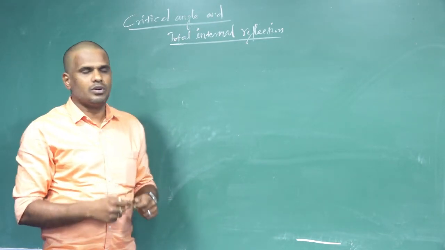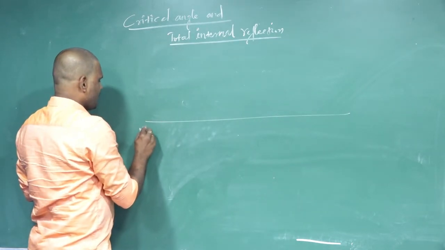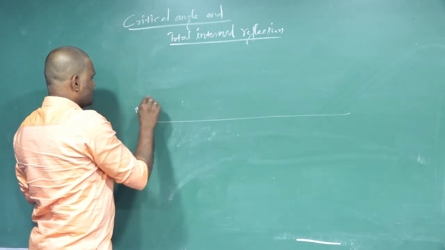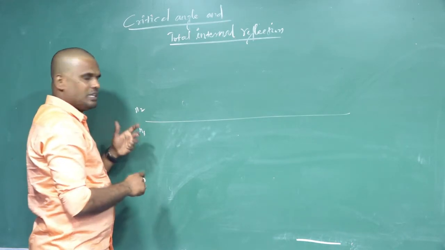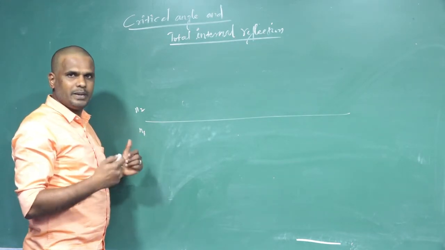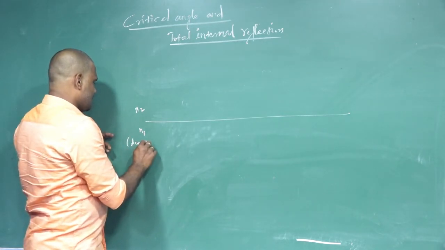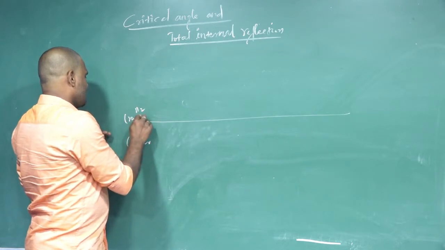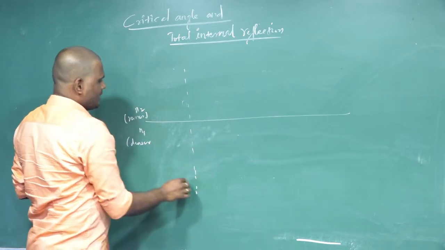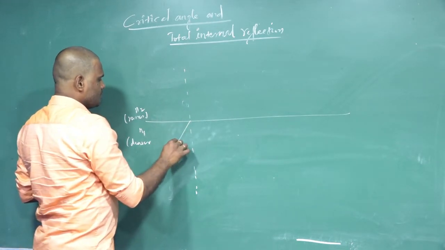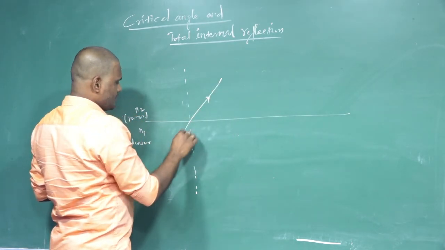So, when a light radiation passes from a denser medium, let us say this is N1 and this is N2. What does this notation mean? N stands for refractive index of the medium. So N1 is the refractive index of the denser medium, and N2 is the rarer medium. This is the normal drawn. If light travels from denser medium to rarer medium, it bends away from the normal.